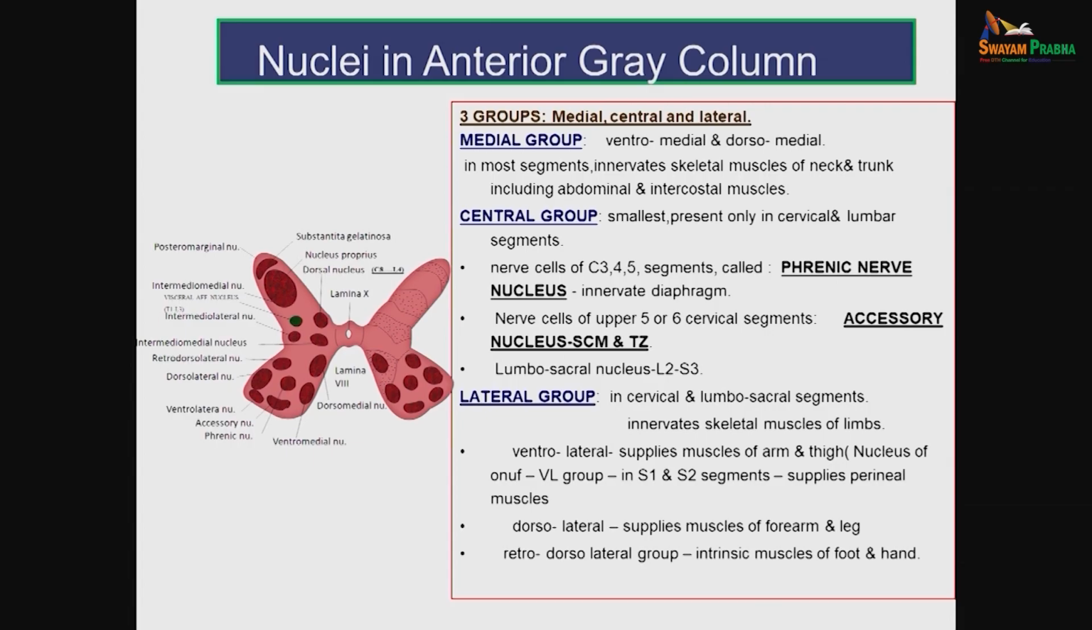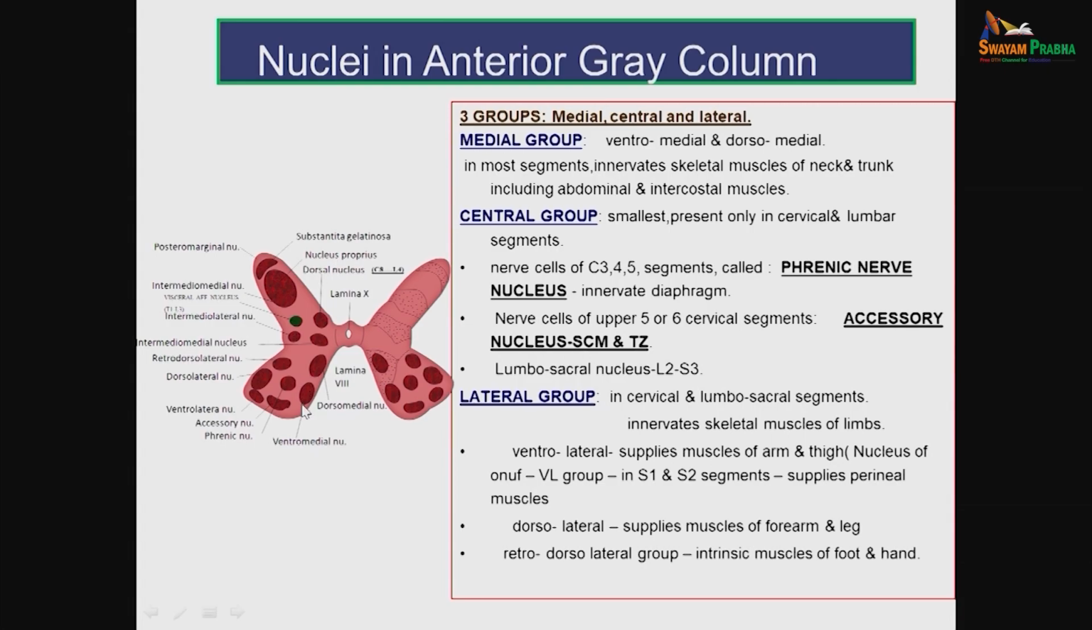So, nerve cells of the upper 5 or 6 cervical segments are going to form the accessory nucleus, the axons of which go and innervate sternocleidomastoid and trapezius muscle. There is one more nucleus in the lumbosacral region segments, called the lumbosacral nucleus, extending from L2 to S3 segment. The functions are not known.